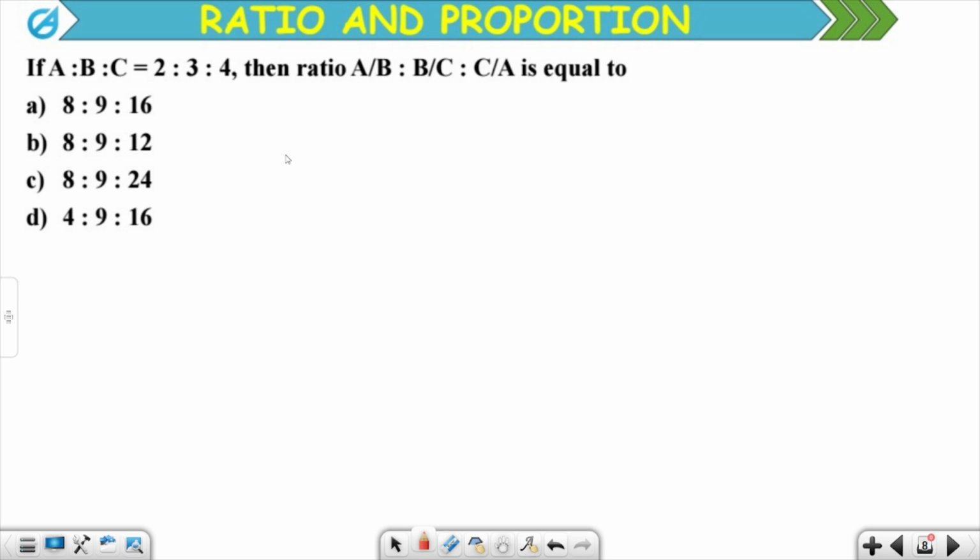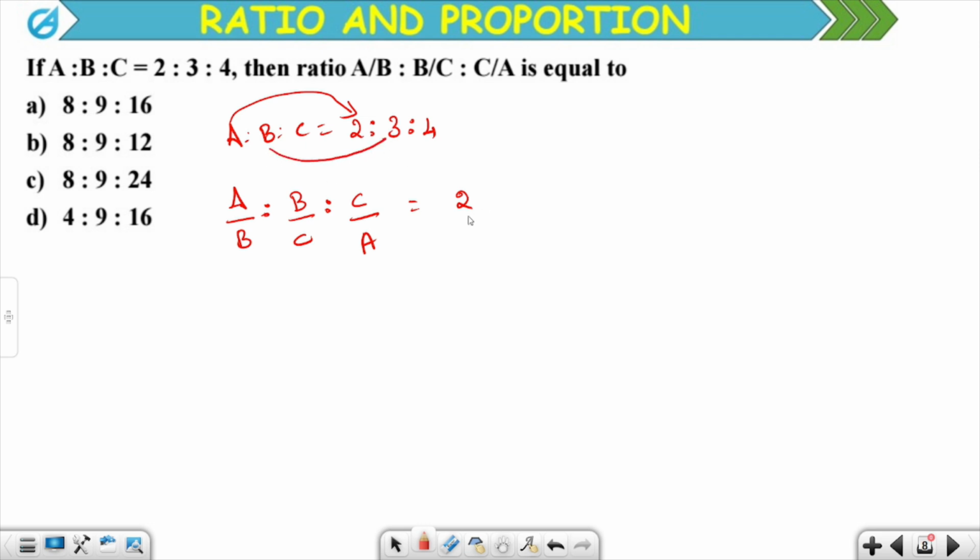Okay, next. See, here they have directly given the ratio of A, B, C, which is nothing but 2 is to 3 is to 4. Now we need to find the ratio of A by B is to B by C is to C by A. So what is the value of A? Value of A is nothing but 2. What is the value of B? Value of B is nothing but 3. What is the value of C? Value of C is nothing but 4.